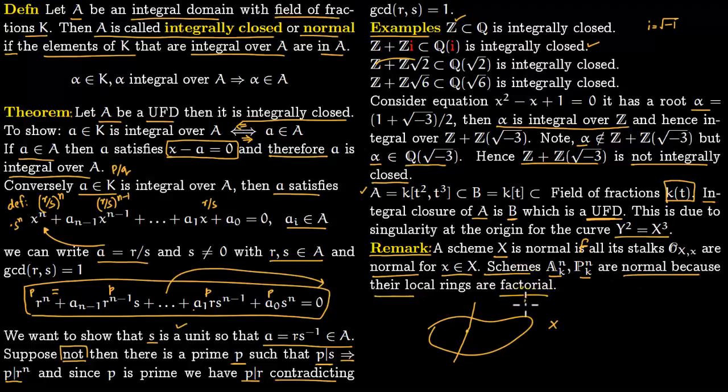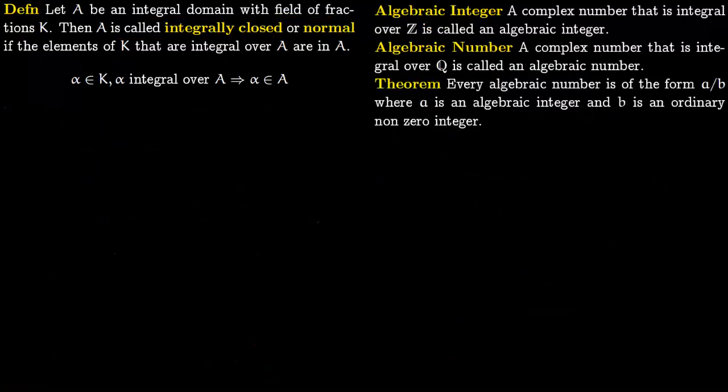So factorial is another name for unique factorization domain. Recall what an algebraic integer is: a complex number that is integral over the integers is called an algebraic integer, and an algebraic number is a complex number that is integral over the rationals.